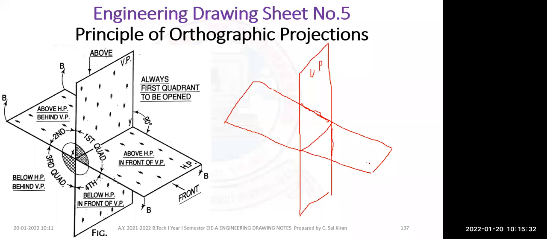And this is my horizontal plane. This is my horizontal plane. And the angle is 90 degrees, 90 degrees, 90 degrees, and 90 degrees. Total is 360 degrees. Okay.